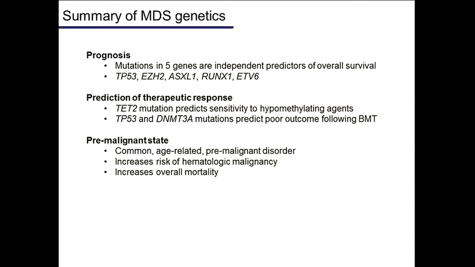And then this pre-malignant state, which is very common. It's age-related. We think it's pre-malignant because of the high rate of development of hematologic malignancy, though we haven't in many cases been able to show that the same clone is in the hematologic malignancy that develops, just from sample availability. But there's an increased risk of hematologic malignancy and increase in overall mortality.